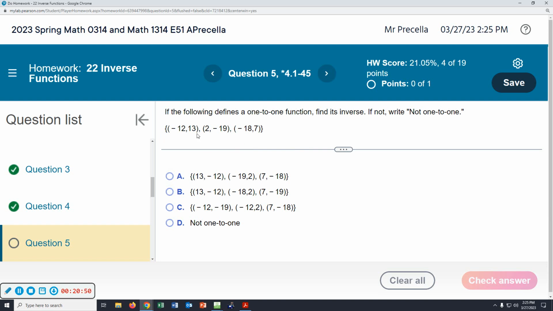Okay, there's no repeated y values. Every y is different. So yes, it is one-to-one. So we need to find the inverse. -12, 13 should become? It's A. Let's see. 13, -12. 2, -19. -19, 2. Yeah. -18 and 7 becomes 7 and -18. I agree.